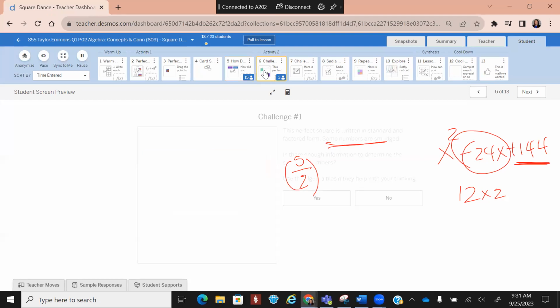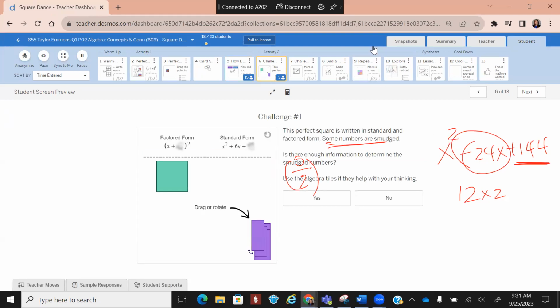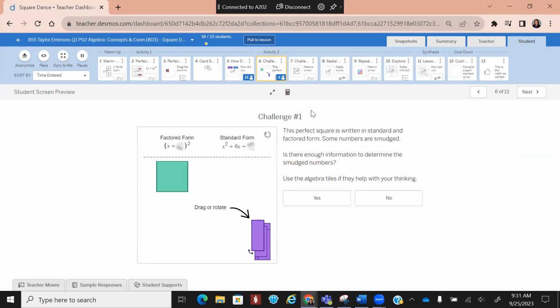Oh, fun fact. All right, so go ahead and take a moment. See if you can answer slide 6. This perfect square was written in standard and factored form. However, some of the numbers are smudged. Is there enough information to determine the smudged numbers?